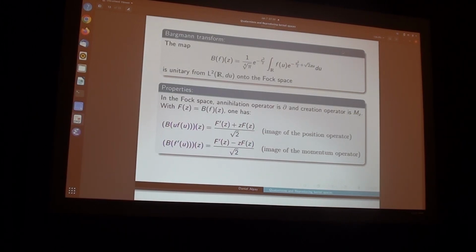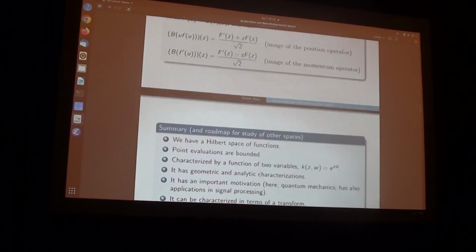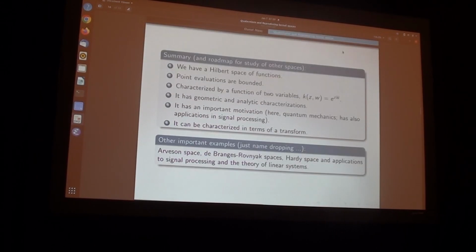And if we summarize this, you get kind of a roadmap when you want to study reproducing kernel Hilbert spaces, whether in the complex setting or in the quaternion setting.